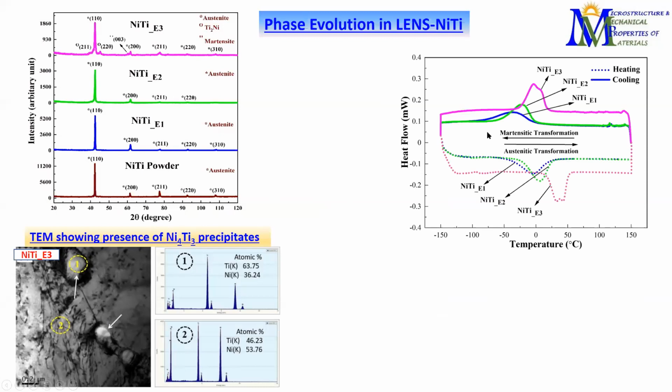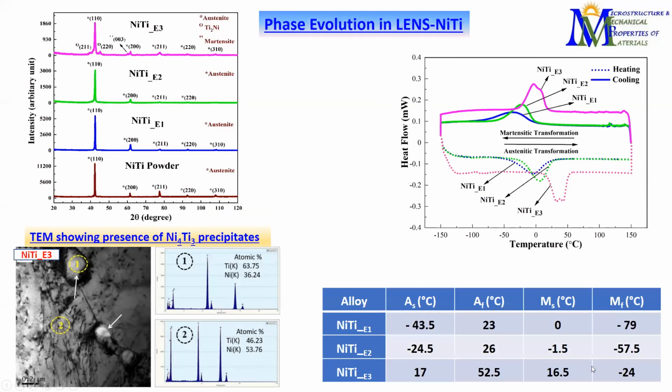Okay, we have characterized the DSC, differential scanning calorimetry, to find out the transformation temperatures, and there also we have seen that these temperatures vary significantly. The one prepared with a higher energy density has this temperature quite higher than room temperature. So this means that the properties will vary, and the pseudoelasticity is going to be affected by this temperature itself.